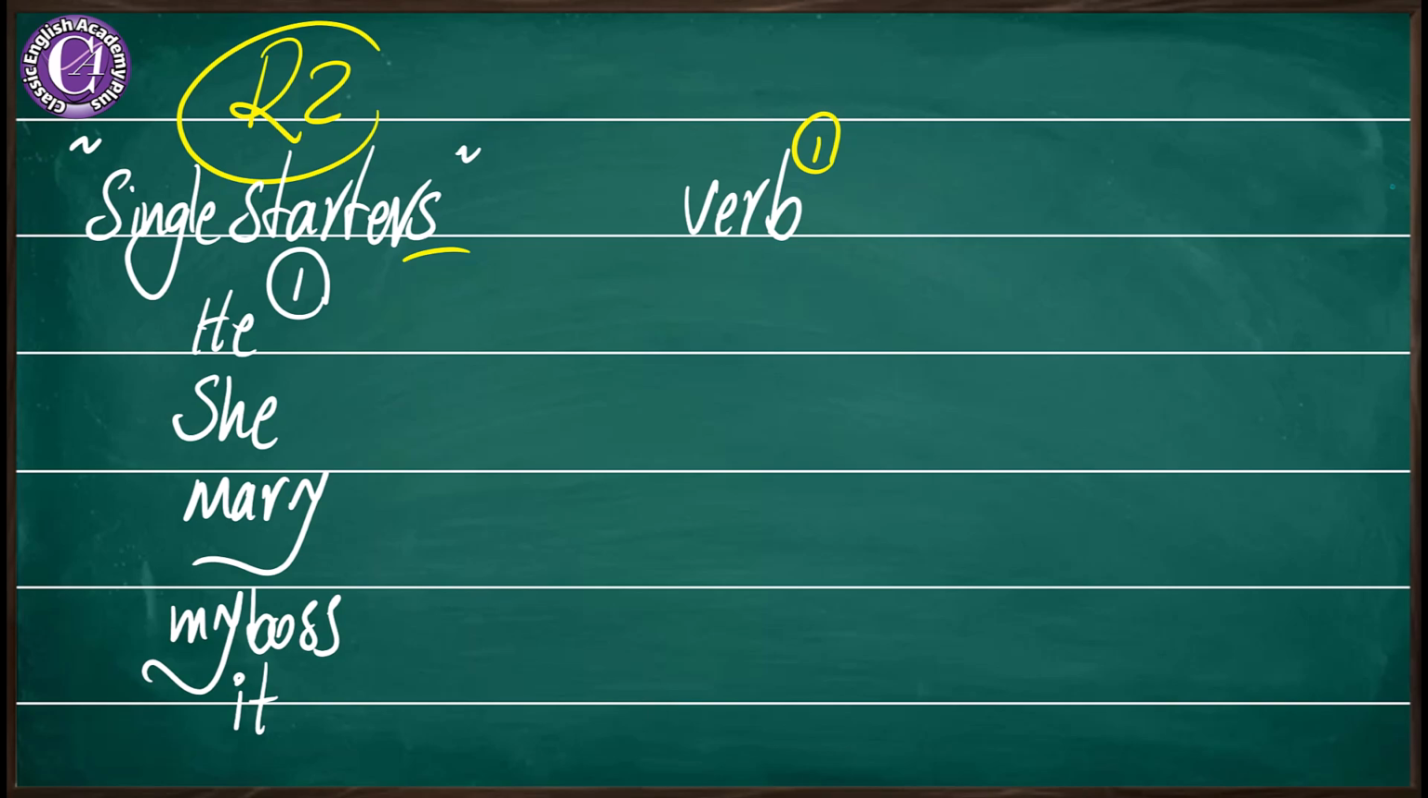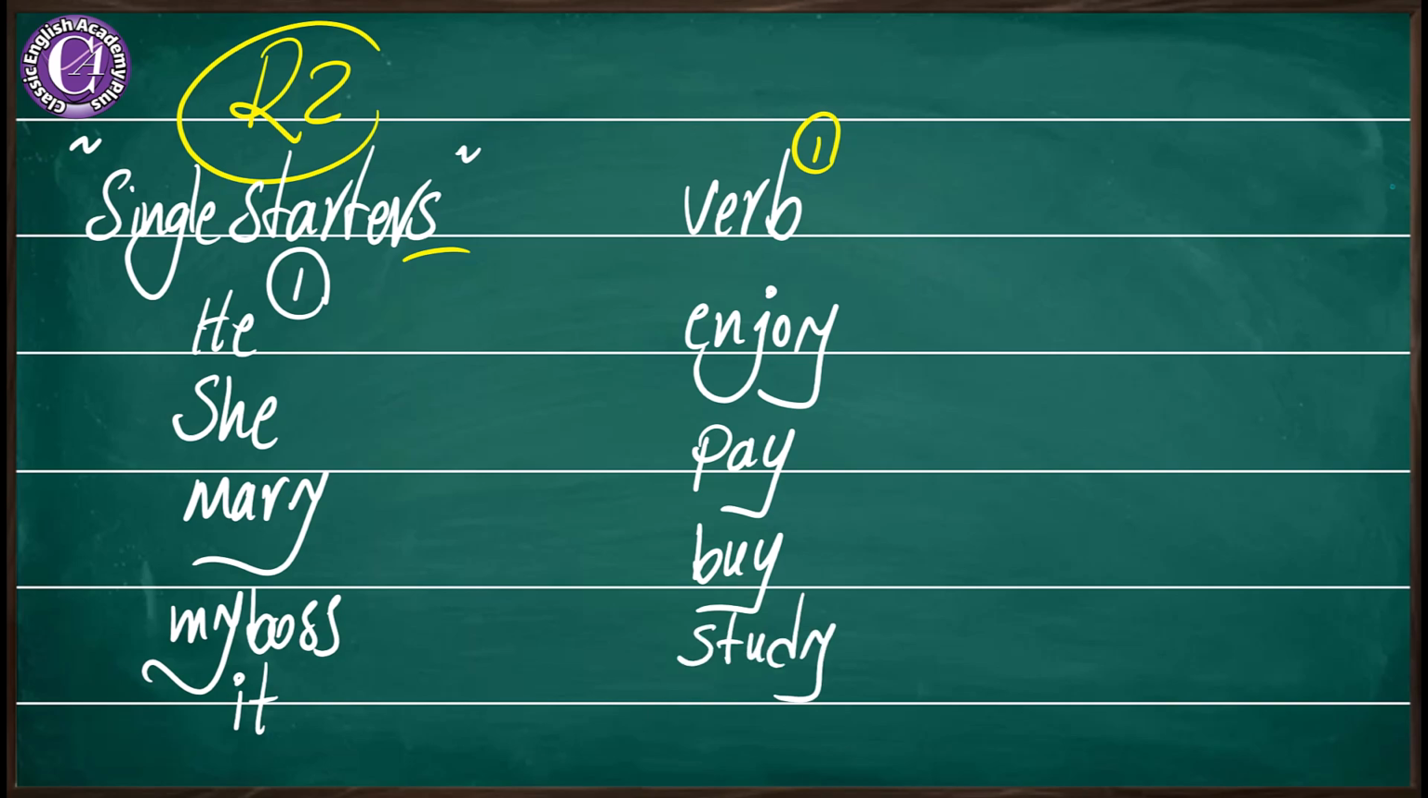Okay, but this second rule is going to say something very interesting. For instance, we have the verb enjoy. Look at it. Maybe you know the meaning, but you can look it up in your mother tongue dictionary. We have pay. Sometimes we like to say buy, or we can say study, okay? We can bring cry or fly. This last part is a little bit weird. In fact, here we have some special rules.